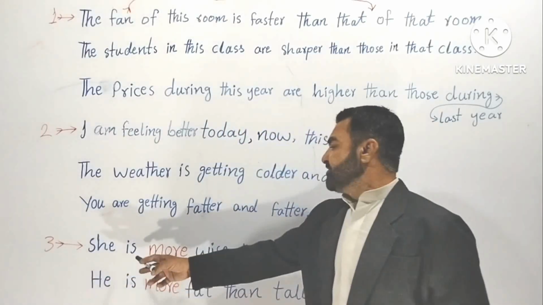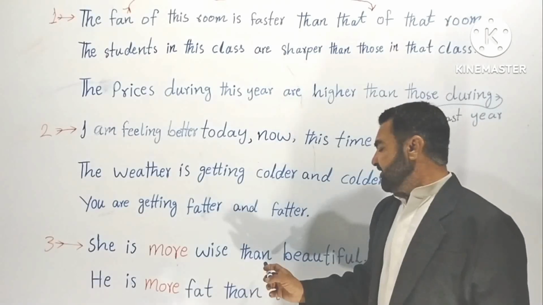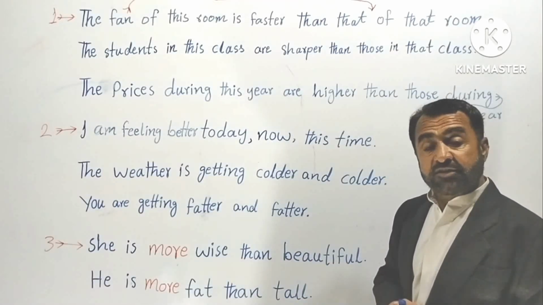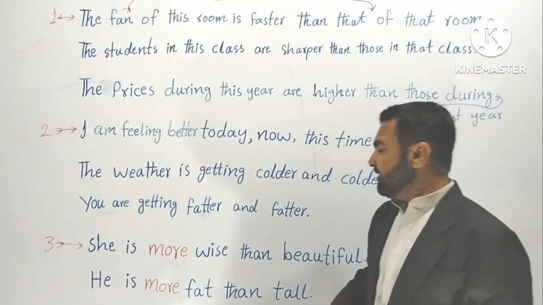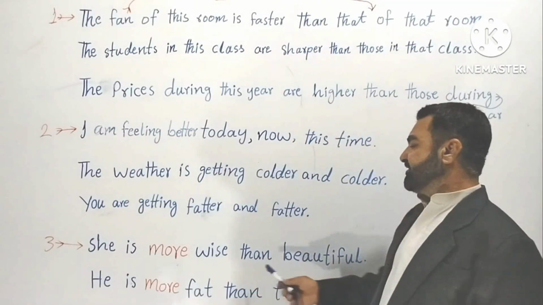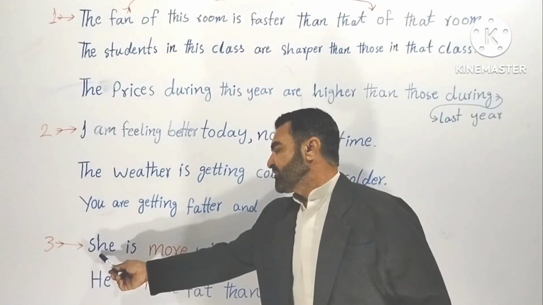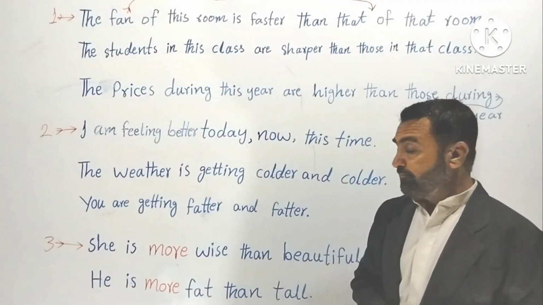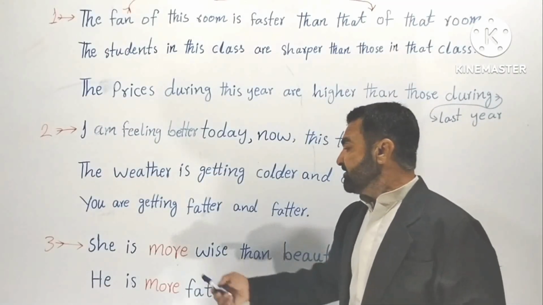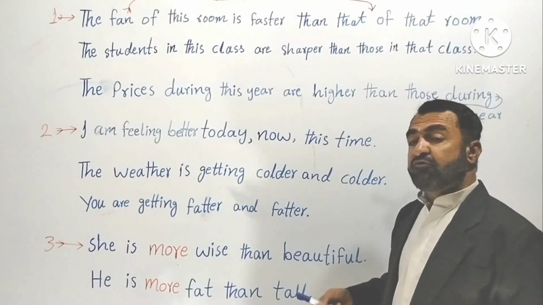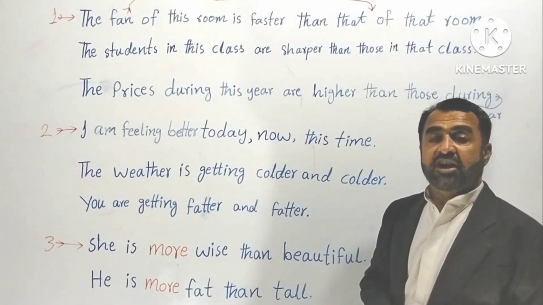She is more wise than beautiful. She is more wise than beautiful. Now you see here, these are two adjectives. We are comparing two adjectives in the same person, in her. So we cannot say she is wiser than beautiful. So it cannot be so.